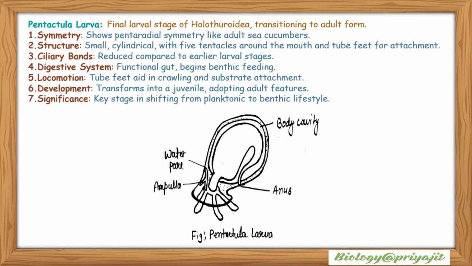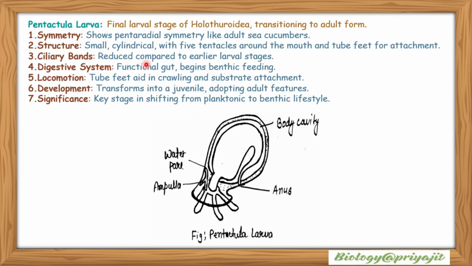Pentactula larva. This is the image of the pentactula larva. This is the final larval stage of Holothuroidea transitioning to the adult form. Its symmetry: it shows pentaradial symmetry like adult sea cucumbers. Structure: they are small and cylindrical, with five tentacles around the mouth and tube feet for attachment.